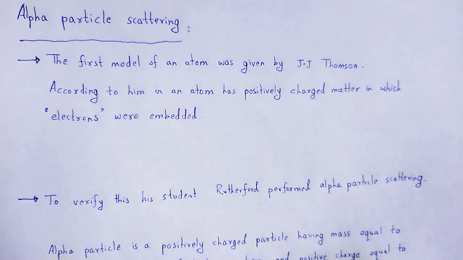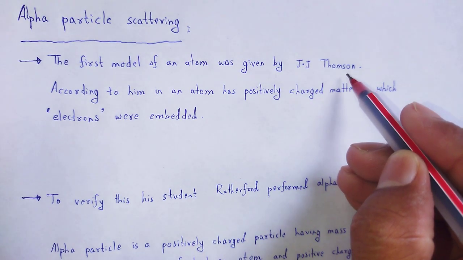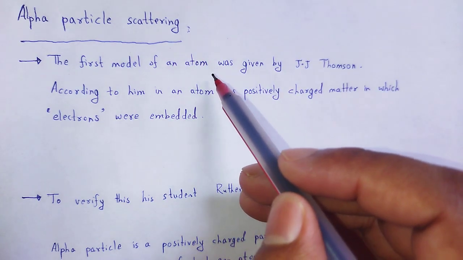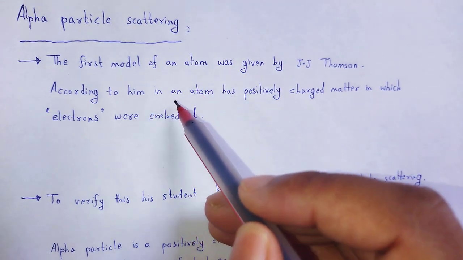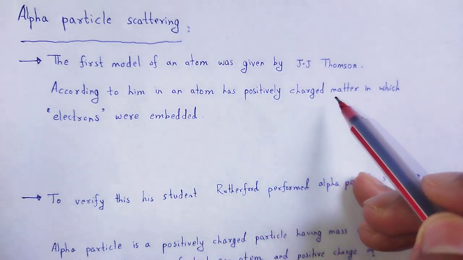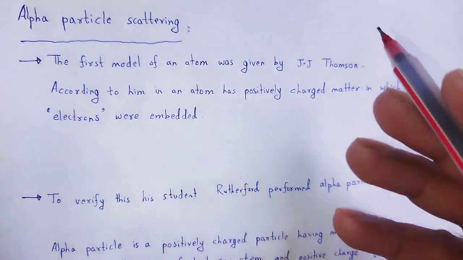First of all, the scientist J.J. Thomson came into the picture and proposed a model of an atom. According to him, an atom has positively charged matter in which electrons are embedded.